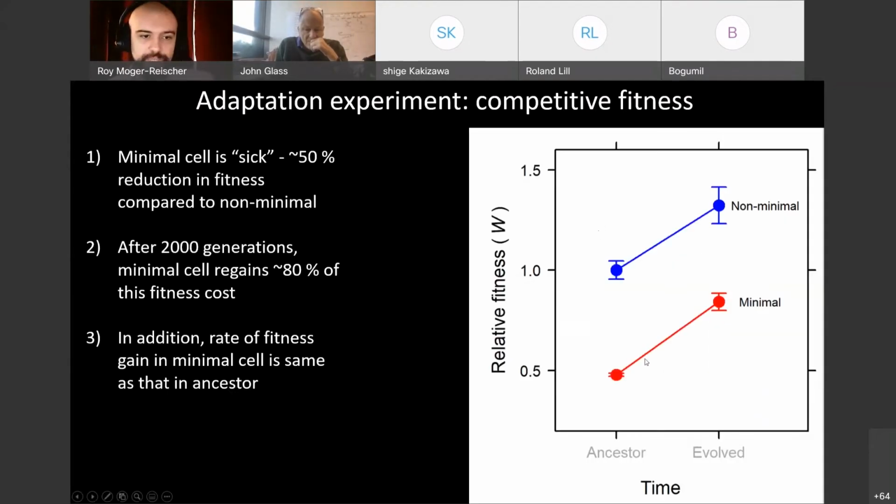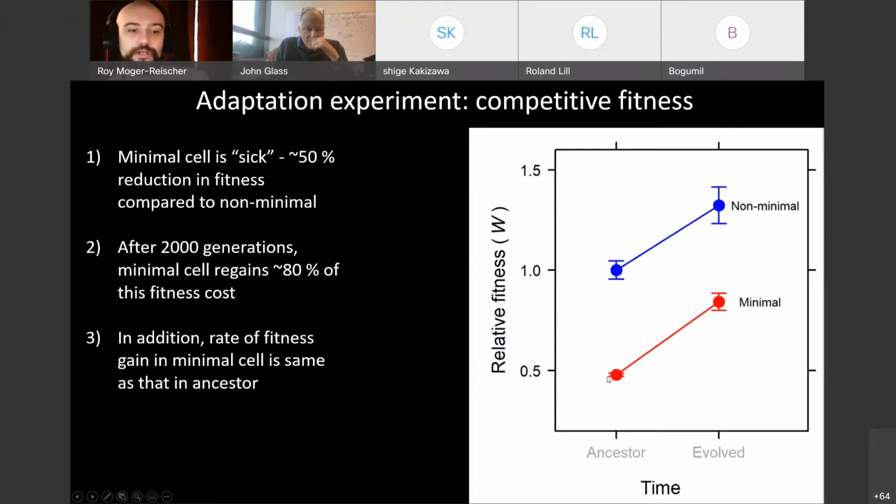First of all, just paying attention to this left column here, you can see that, as we've already talked about at this workshop, the minimal cell is sick. Its fitness was cut in half compared to the non-minimal SYN 1.0 in blue. But the minimal cell through evolution was able to recover almost all of this lost fitness, 80% or so.